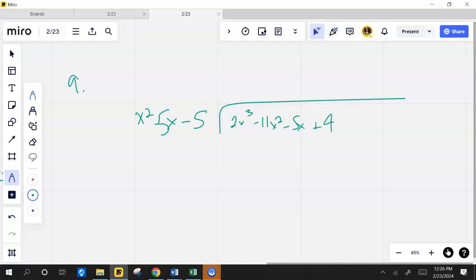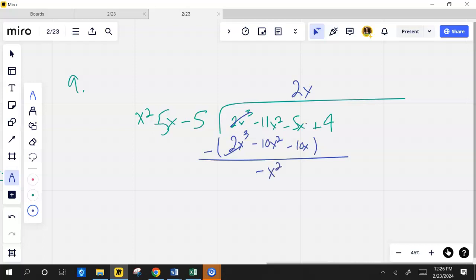All right. X squared goes into 2x cubed how many times? 2x. Multiply around, 2x cubed minus 10x squared minus 10x, and I subtract. This goes away. Negative 11x squared minus negative 10x squared leaves me with negative 1x squared. Negative 5x minus negative 10x leaves me with, that's where y'all say positive 5x. Drop down the next one, thank you.